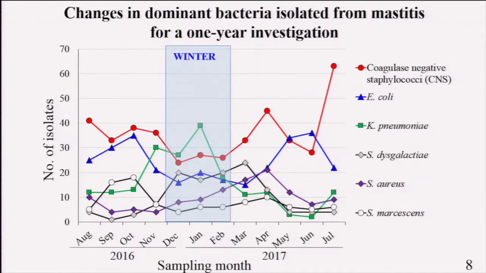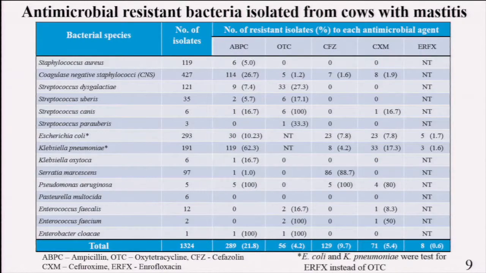And interestingly, they have increased the number of the bacteria of the Streptococcus dysgalactiae and the Klebsiella pneumoniae in the winters. And this table shows the antimicrobial resistance of the bacteria isolated from the cow with the mastitis. Most of the bacteria will respond to the antibiotic that's used in this farm.